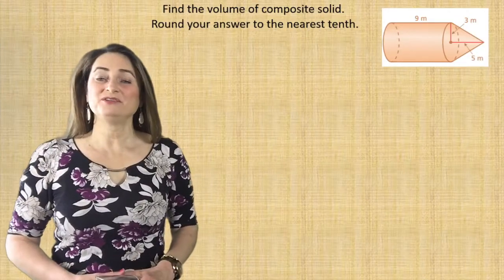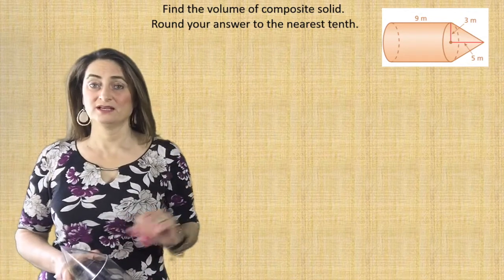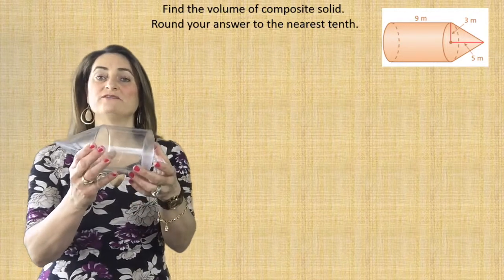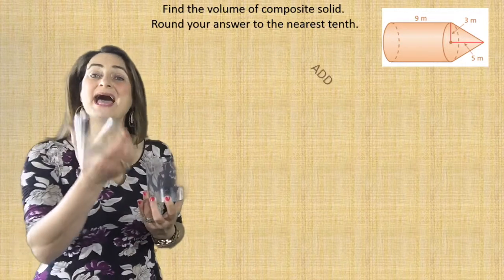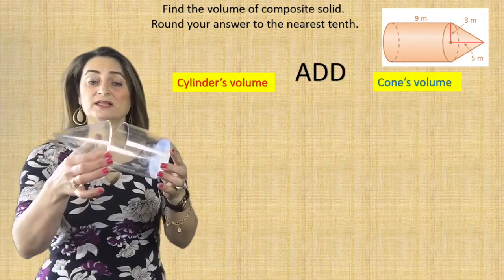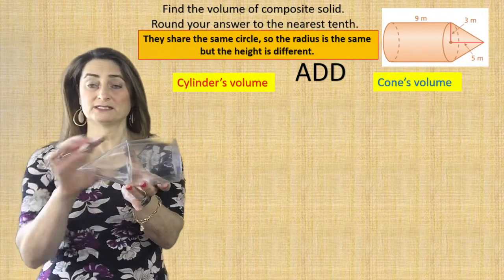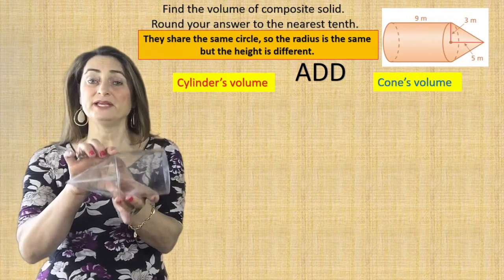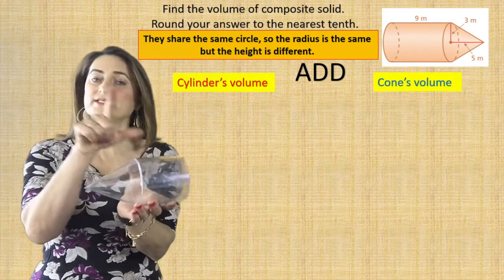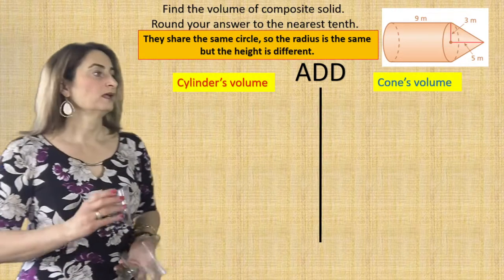Now let's find the volume of a composite solid. Round your answer to the nearest 10th place. This shape has a cylinder and a cone. So we need to find the volume of the cylinder added to the volume of a cone. But what's so special about this, the cylinder and the cone have the same base, which means they share the same radius. But the height of the cylinder is different than the height of a cone. So let's see how this works.